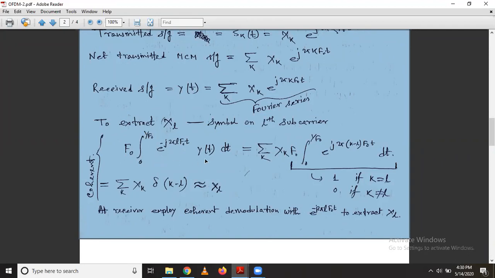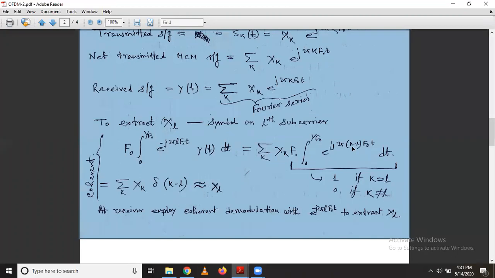Now this is the way you can recover your original message signal which was transmitted and in which you are interested. Nothing but y(t) will be replaced by this whole expression. You put it here and rearrange the things. Outside of the integration, we take this summation x_k. Then we will have e to the power of j 2π (k − L) f_0 t dt.